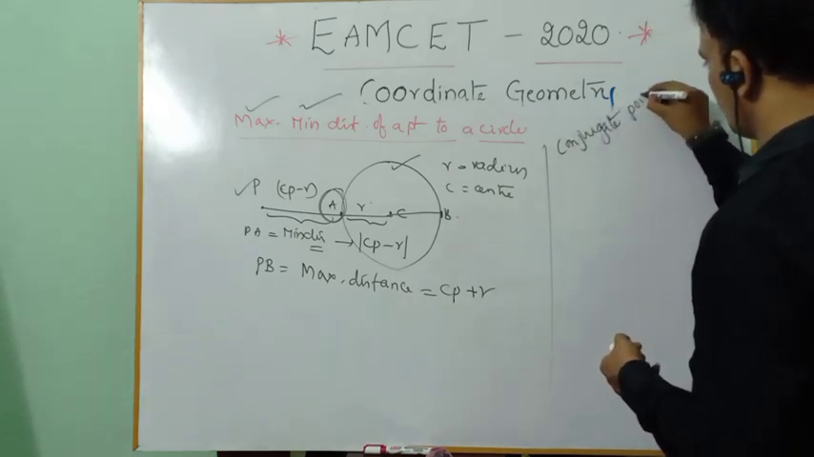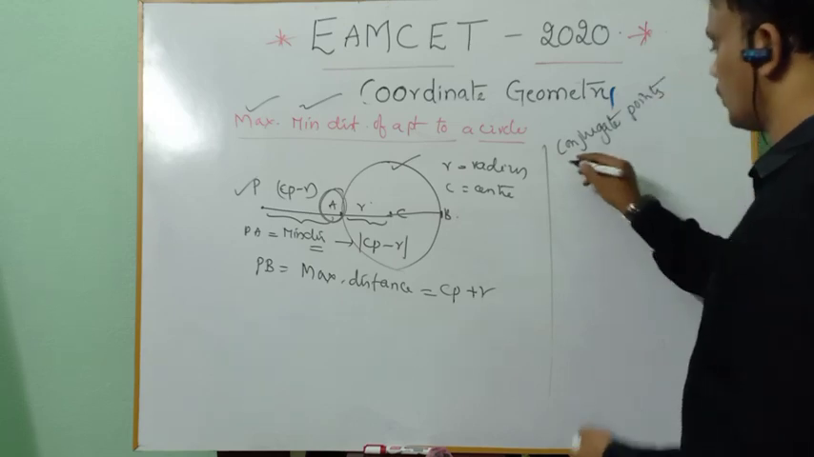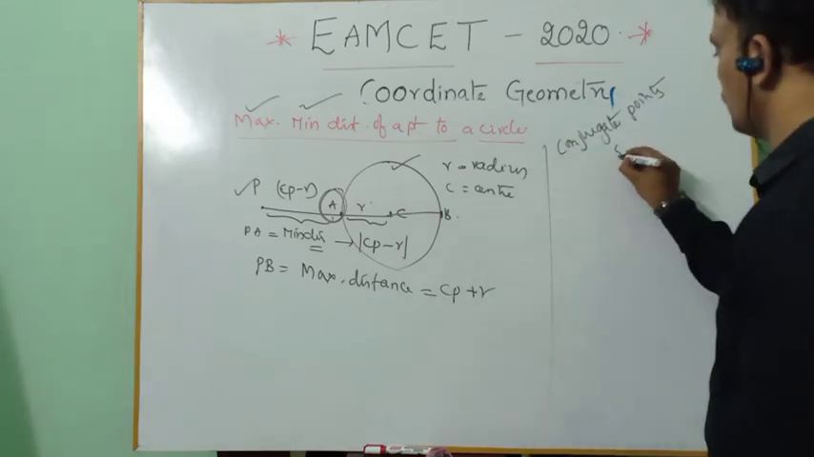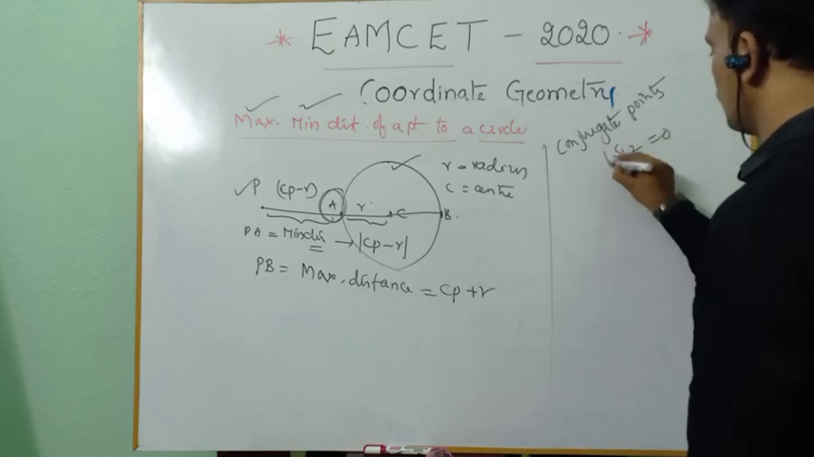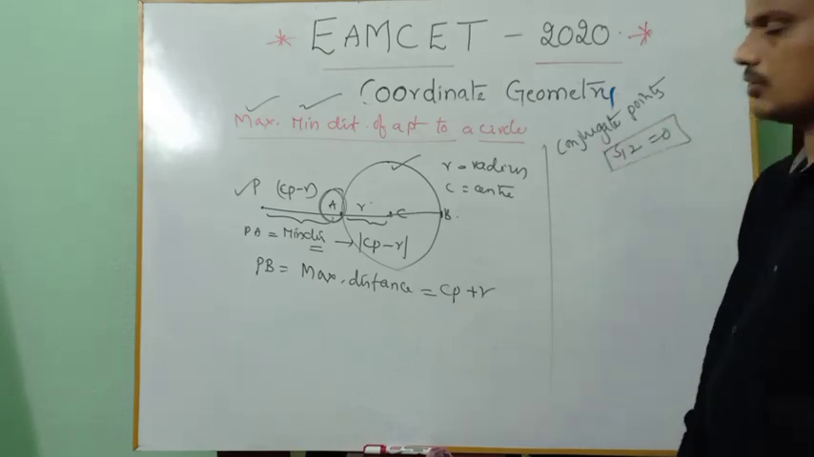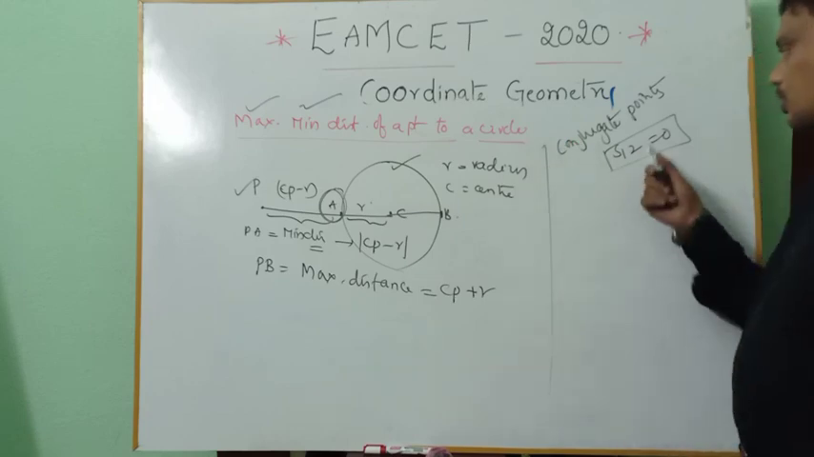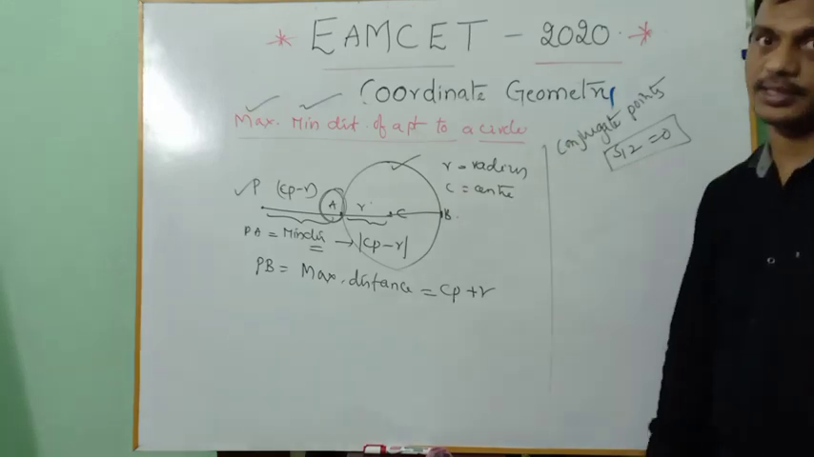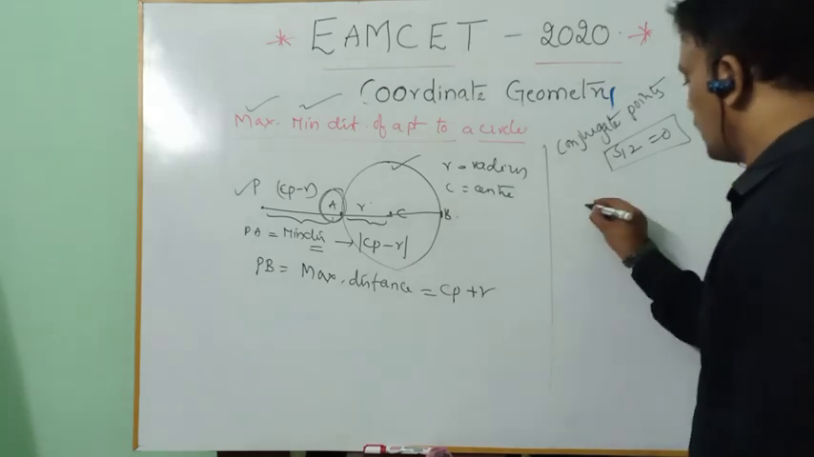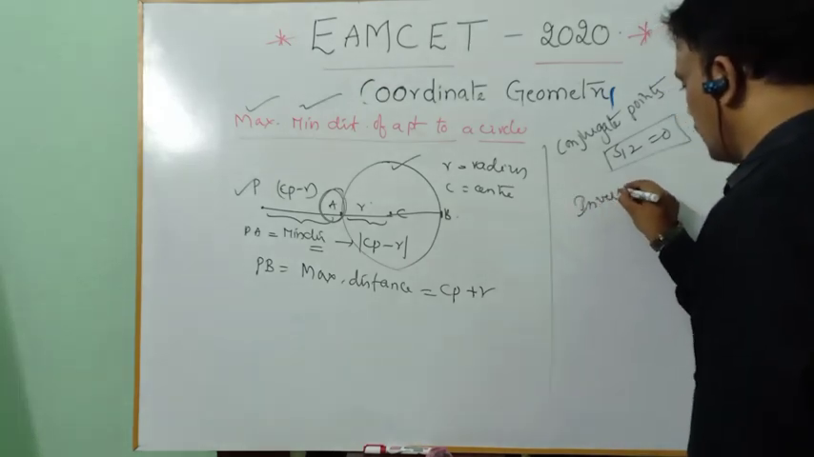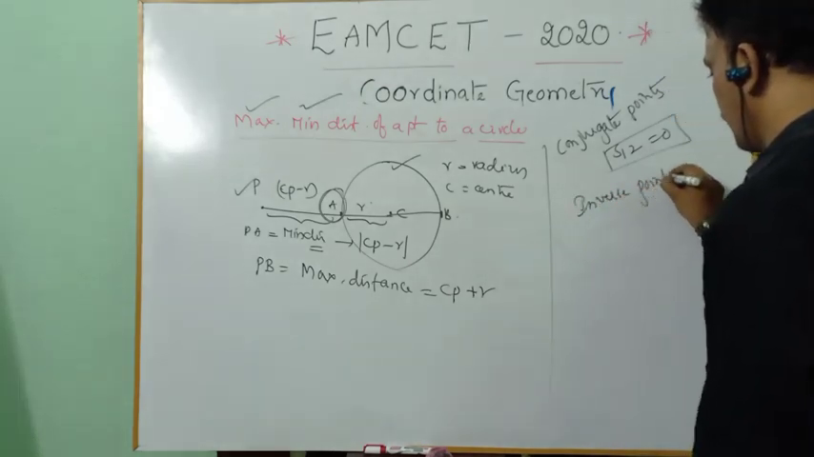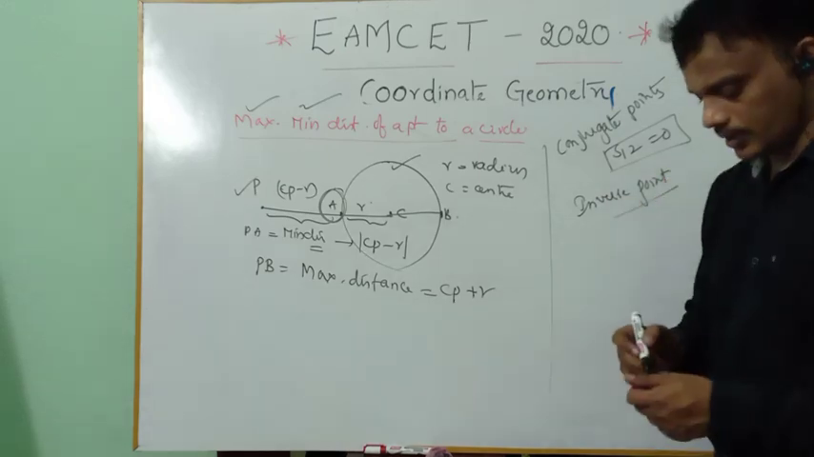Conjugate points. If the 2 points A (x1, y1) and B (x2, y2) are conjugate with respect to a circle, then S12 equals 0. So from the last 2019, we got the question from the conjugate points and the conjugate lines. And after that, please focus on that inverse points.